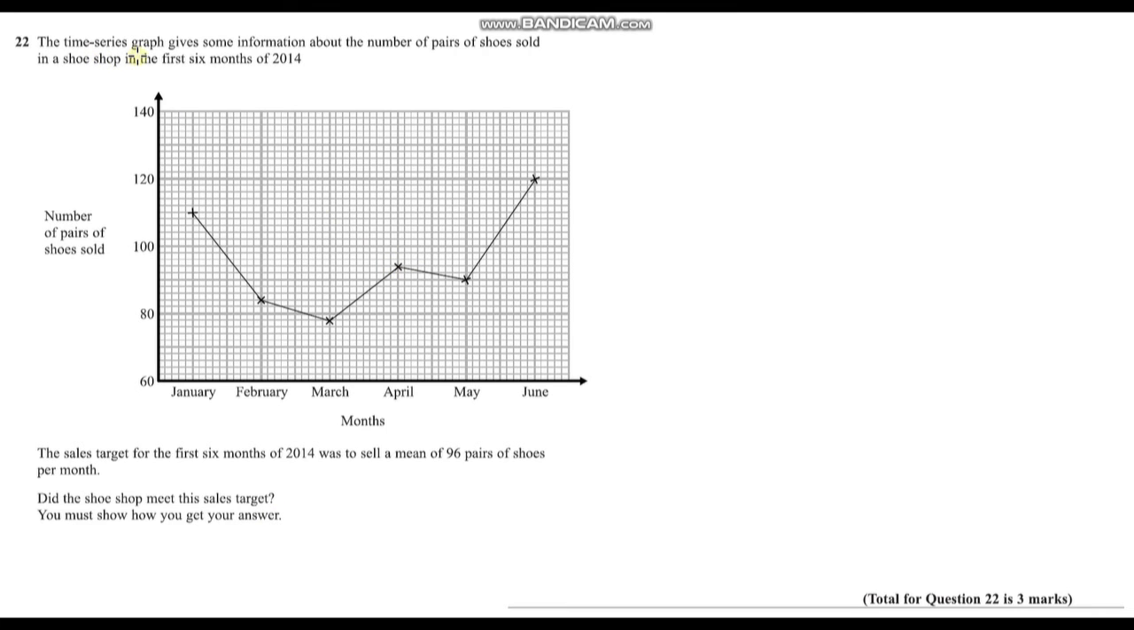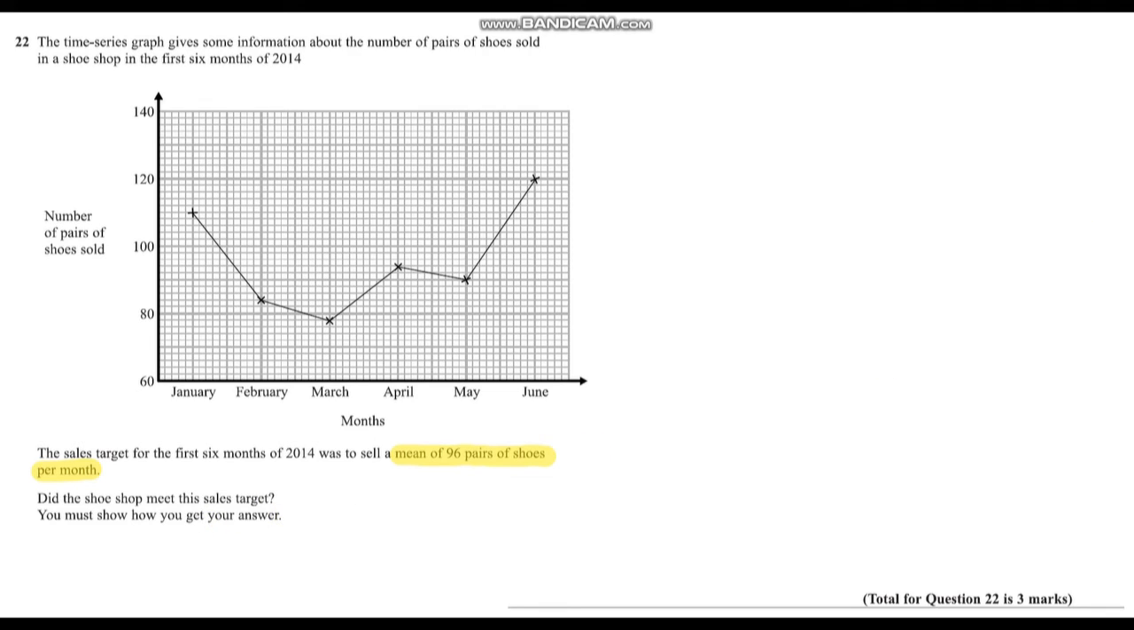Question 22. The time series graph gives some information about the number of pairs of shoes sold in a shoe shop in the first 6 months of 2014. So we've got the number of pairs of shoes sold on the y-axis and the month along the x-axis. The sales target for the first 6 months of 2014 was to sell a mean of 96 pairs of shoes per month. Did the shoe shop meet this sales target? You must show how you get your answer.